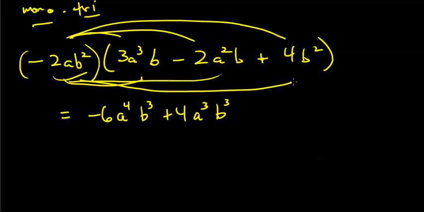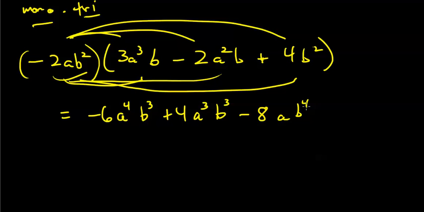Second product in that string. And how about the third one here? Minus 2ab squared times 4b squared. That'll give me a minus 8ab to the fourth power.